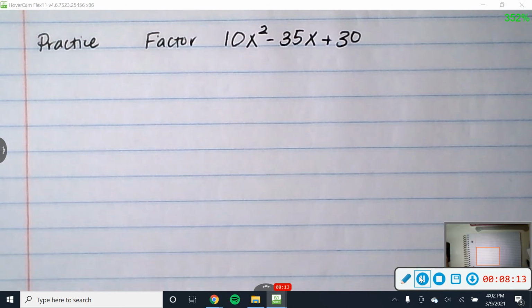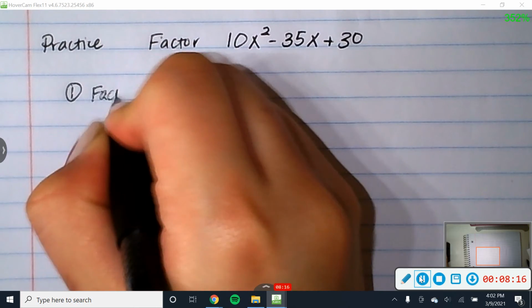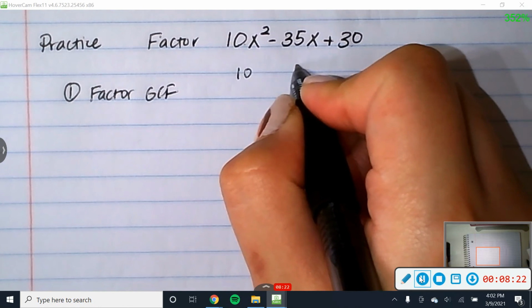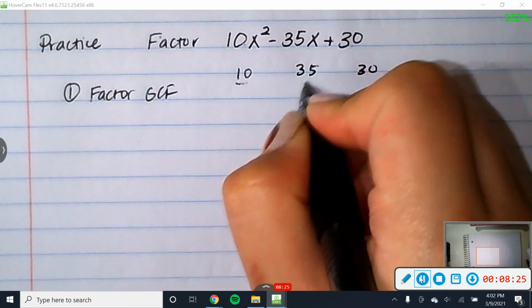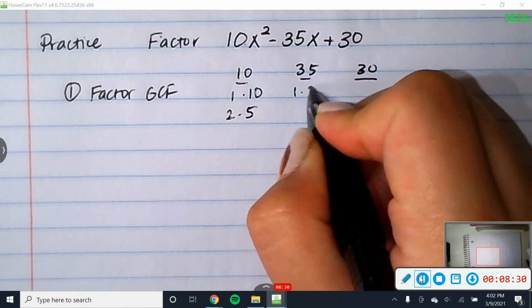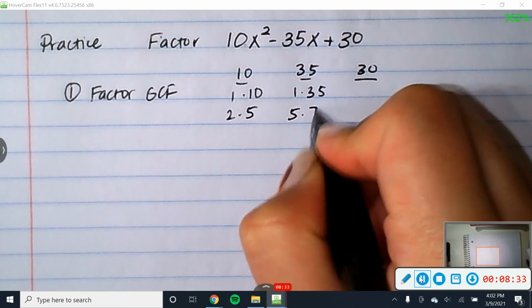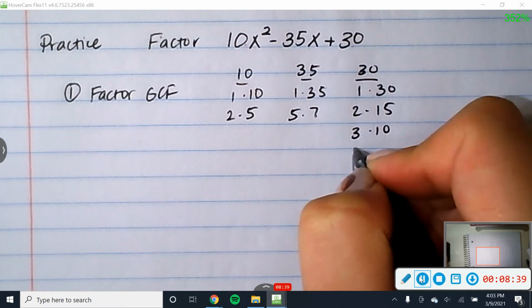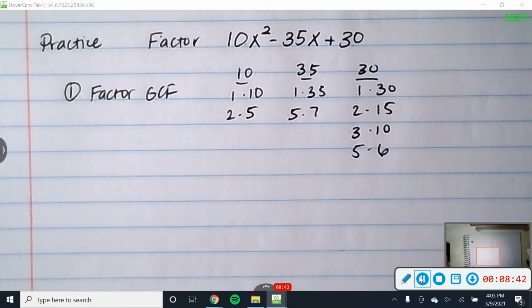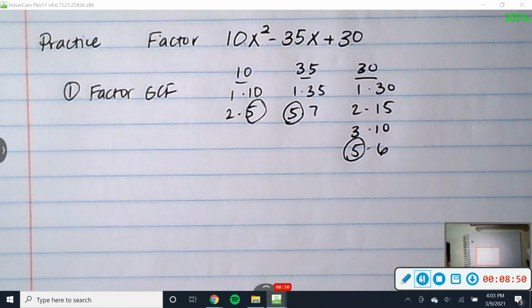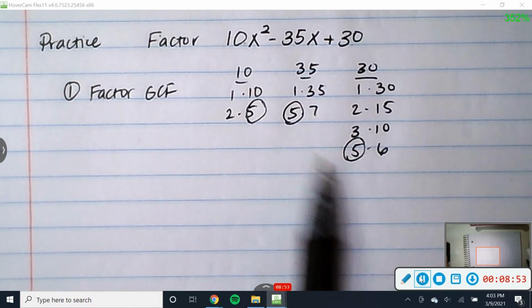Okay, so don't forget, step 1 is to factor out the GCF. So, looking at these three numbers right here, you could either list all the numbers out and figure out what common factors they have, or you could do it in your head. For this, I'll just list it out so that it's clear what we did to factor. So here are my factors. So all of these, I can see there's only one greatest common factor, and that is 5. Okay, there's a couple other common factors, but this is the greatest one. So 5 is our GCF.